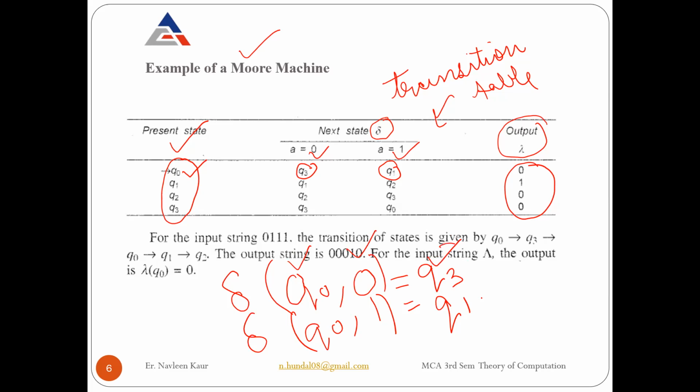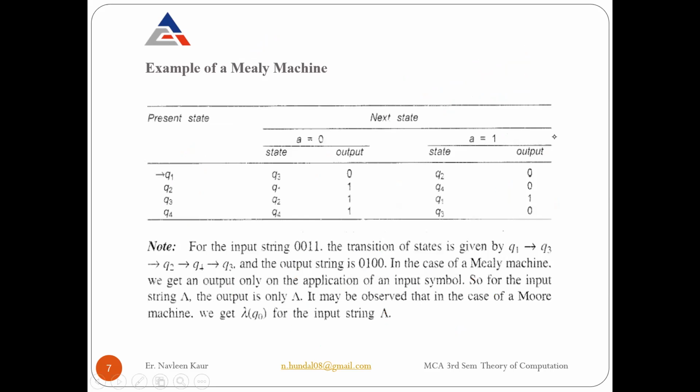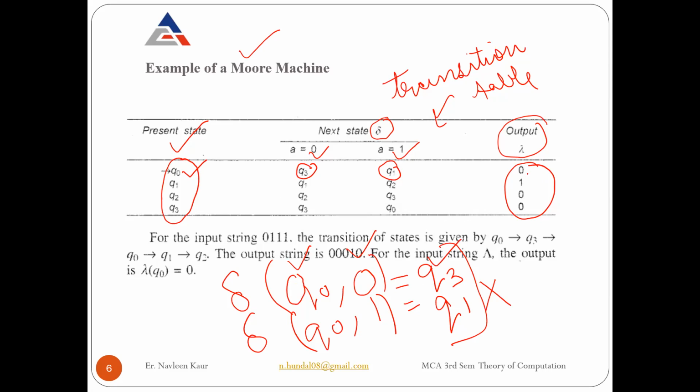But I am not interested in that. What I am interested in is what my output depends upon. Can you see that even if the input is 0 or the input is 1, my output is always 0? It means this 0 or 1 is not affecting my output. It only depends upon what the current state is. So if it is Q naught, your output is 0.